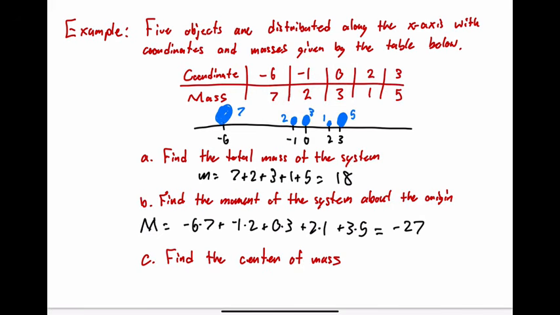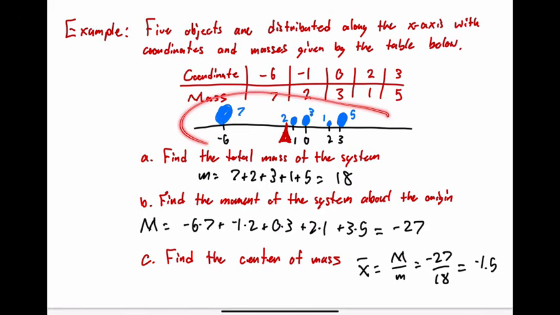That's capital M. So the center of mass is x bar, which is capital M over small m, the moment divided by the sum of the mass. This is -27 divided by 18, which simplifies to -1.5. So at -1.5, right about here, that is where the center of mass is of the system. We could balance all of these masses right about that point. They would perfectly balance around that point.